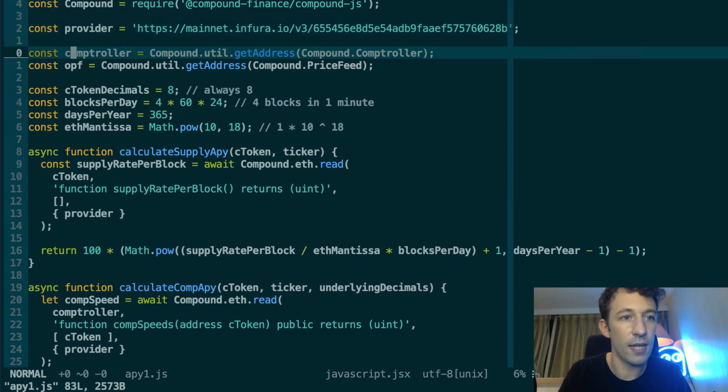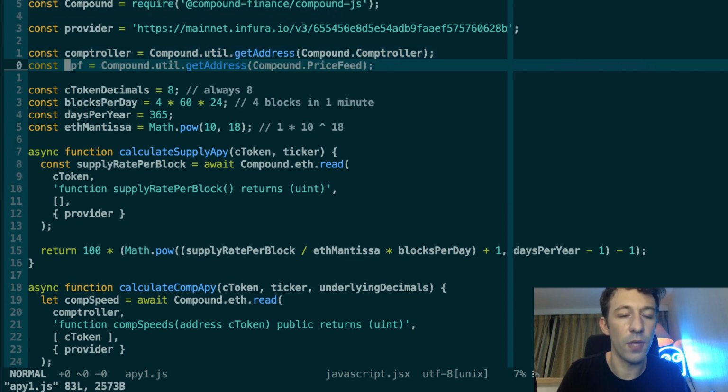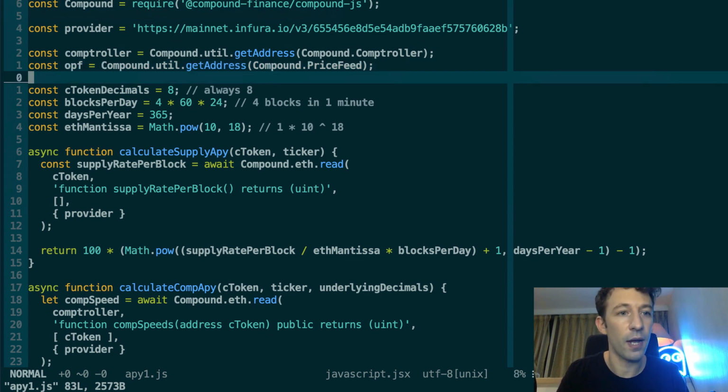Then here we get the addresses of two smart contracts, the controller. We're going to use this smart contract to get some info about the COMP token. And OPF, which stands for open price feed. This is an on-chain oracle that is used by Compound, and it allows you to get the price of various crypto assets in USD. And here, to get these addresses, we use the JavaScript library of Compound.